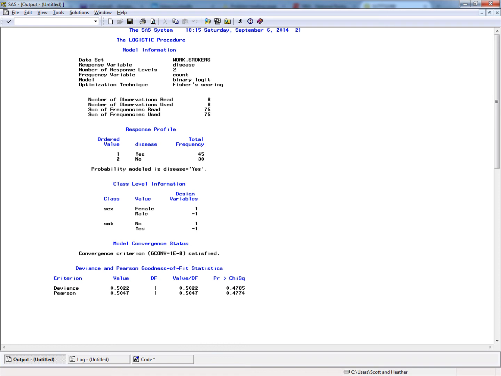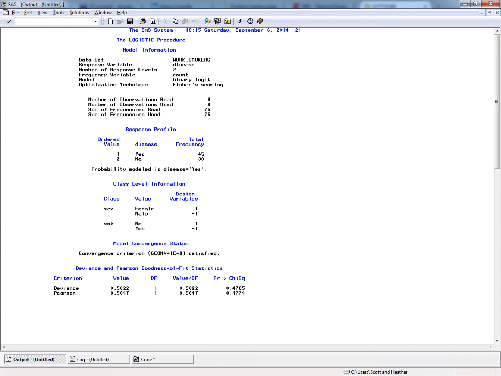Class level is where SAS is basically telling you, okay, you had a categorical variable for sex. It was female and male. I cannot perform algebraic operations on female and male. I have to first convert them to numbers, and this is how I'm converting them. I am going to treat the value female as if it's a 1. I'm going to treat the value male as if it's a -1. So that's what's being done with effect coding.